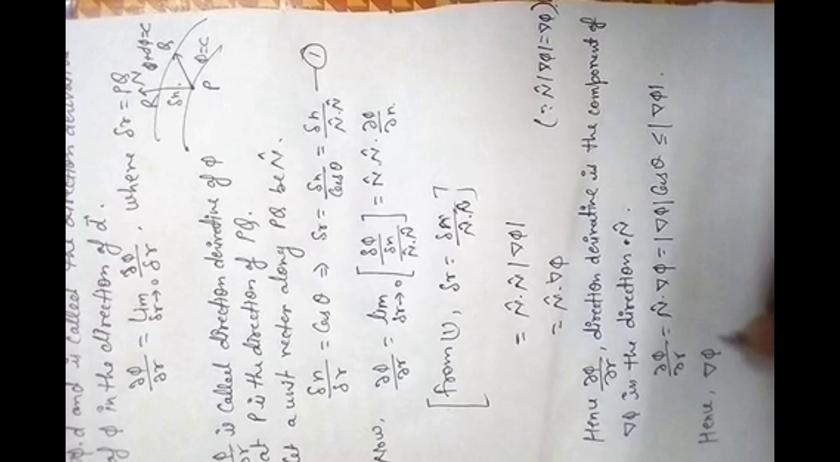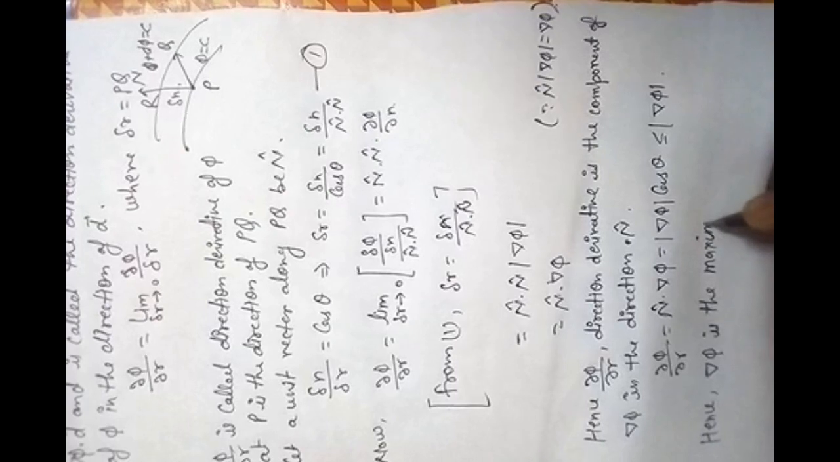del phi cos theta, and which is equal to this one. Hence del phi is the maximum rate of change of phi. Okay, this is important. If you want to find the maximum rate of change of phi, you can find it by using this formula.